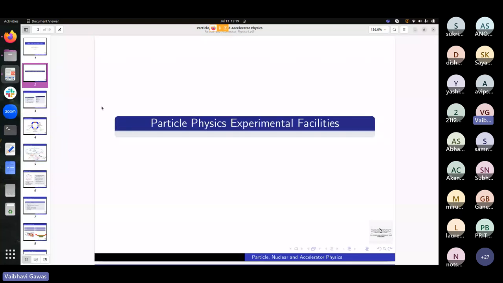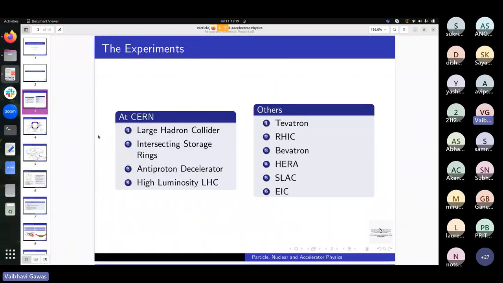So in this section, we'll just discuss different types of particle physics experimental facilities, what current-day accelerators we have, and what kind of research is being carried out at these facilities. To start with, of course, our biggest facility is CERN, which is located in Geneva. CERN has its largest collider, the Large Hadron Collider, and different experiments based at the LHC. But before the LHC started, we had different hadron colliders, going back 50 to 60 years.